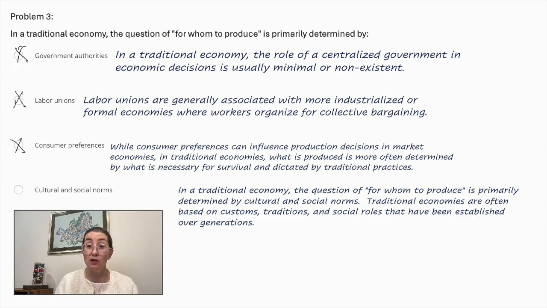Traditional economies are often based on customs, traditions, and social roles that have been established over generations. These norms dictate who does what work, how resources are distributed, and for whom goods and services are produced. Distribution is typically determined by the community's established roles and traditions, such as family lineage, age, or social status. Decisions about production and distribution are deeply embedded in the cultural fabric of the community, rather than being made on an ad hoc basis. Therefore, cultural and social norms are the primary factors determining for whom to produce in a traditional economy, reflecting the deeply ingrained practices and roles within these communities.